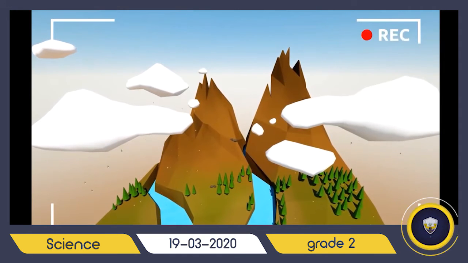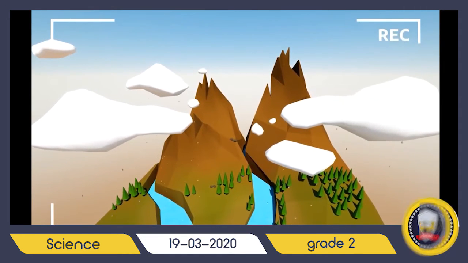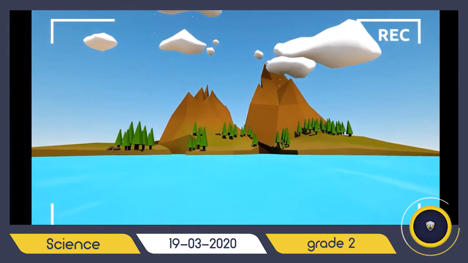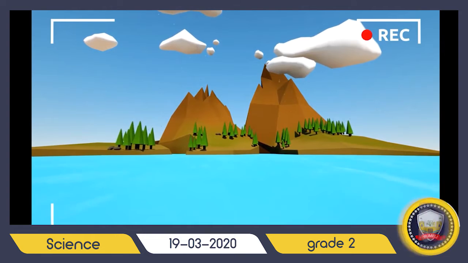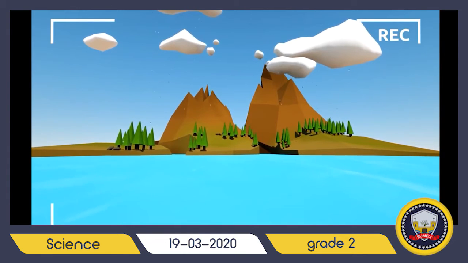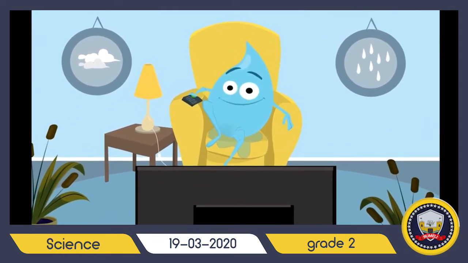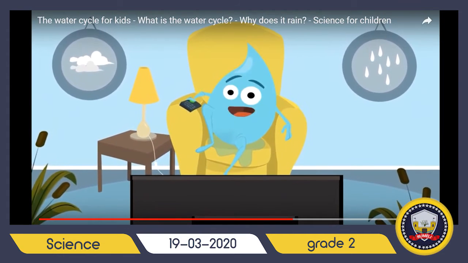This is the part I like best. Time to fall back on the ground. Whoa! Here we are again on the ground, and the water cycle starts over. What a day! The water cycle is exhausting.